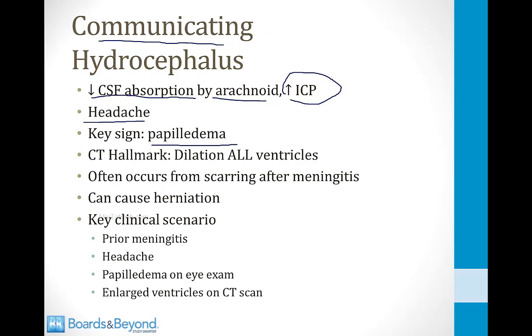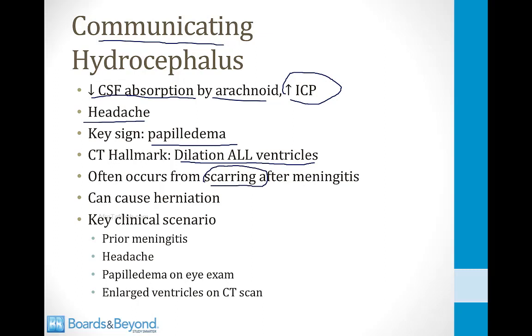On a CT scan of the head, the hallmark is dilation of all the ventricles. In non-communicating hydrocephalus, there's obstruction to outflow of one ventricle, so that ventricle gets big, but the others are normal size. If they're all dilated, it suggests communicating hydrocephalus. And the most common reason this happens is somebody who's had meningitis before, and now they have scarring, so they're not absorbing the CSF the way they should.